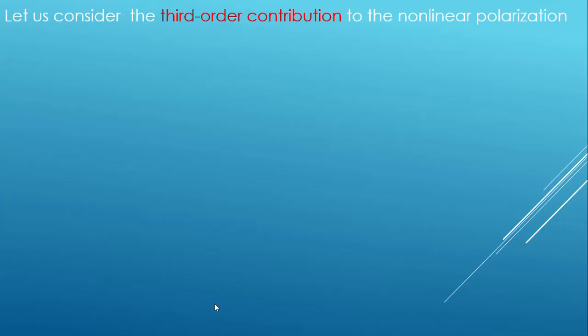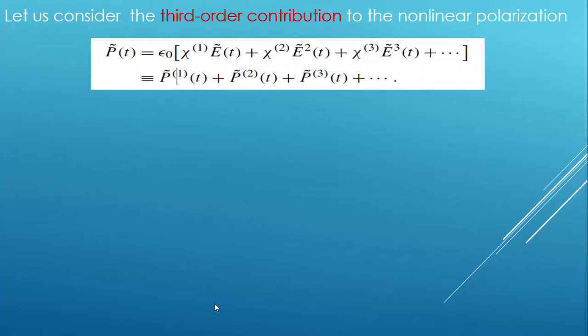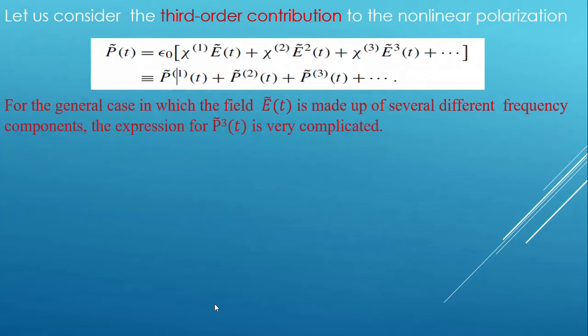In addition to second harmonic generation, we have third harmonic generation. Let us consider the third order contribution to the nonlinear polarization. This is our basic equation, which consists of P1 of t plus P2 of t plus P3 of t. We just concluded what P2 of t is. Now we will go to P3 of t, the third order contribution. For the general case in which the field E of t is made up of several different frequency components, the expression for P3 of t is very complicated. The derivation would be more complicated, so we are going to go a different way.